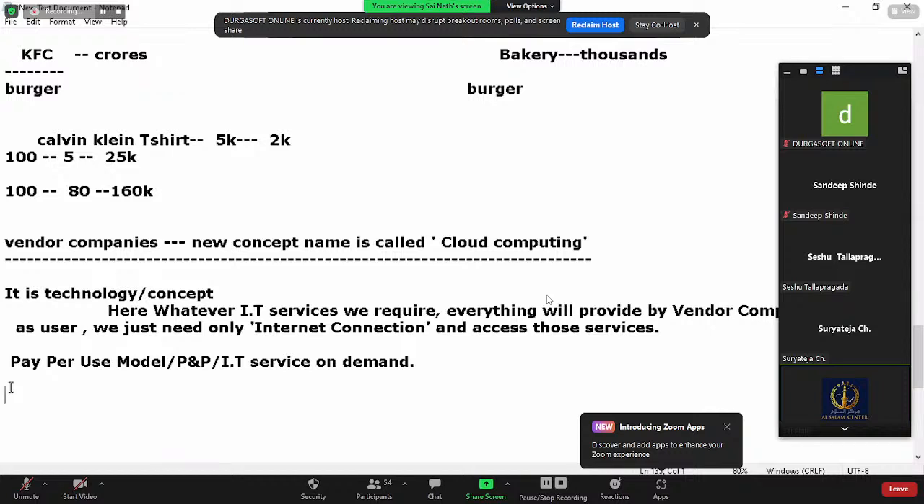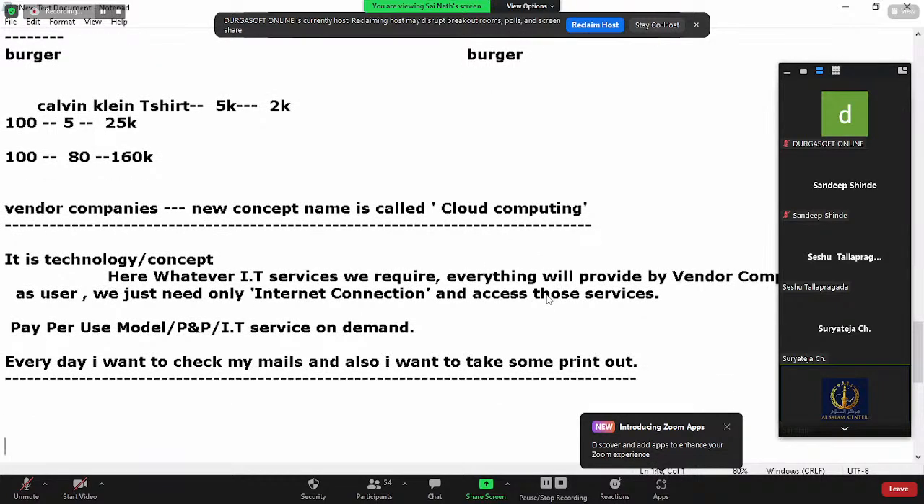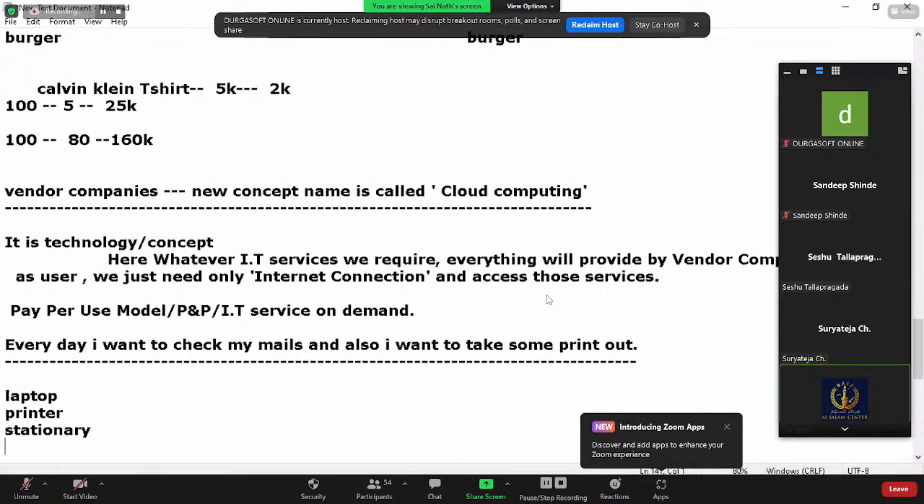For your better understanding, I'm giving a simple example. Every day, I want to check my mails and also I want to take some printout. Do you understand the point clearly? If I want to check my mails, or if you want to take some printout, I need to buy some laptop. Yes or no? Yes, sir. And also I need to buy some printer. And also I need to buy some stationery. And also I need to take some internet connection. Yes or no? From an ISP.